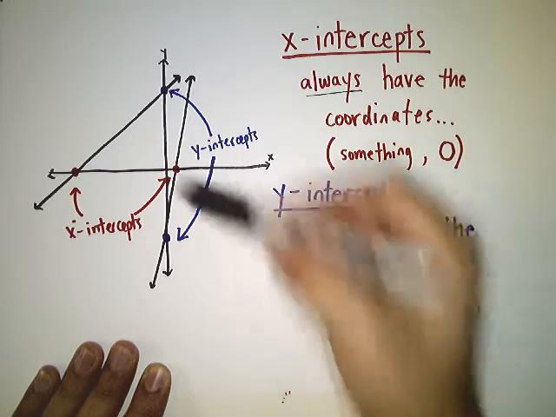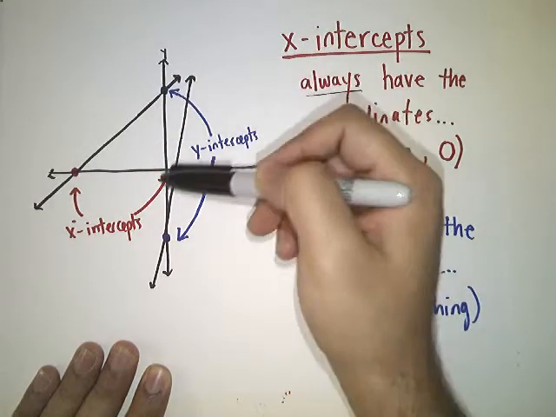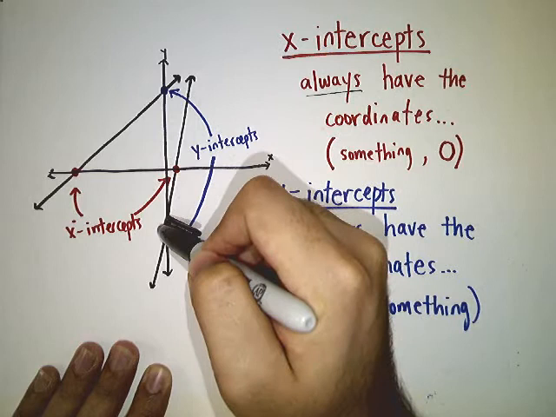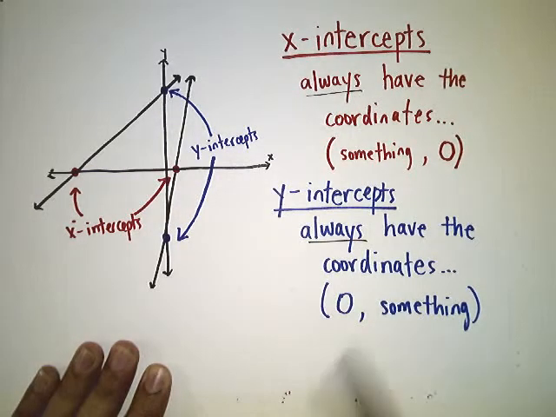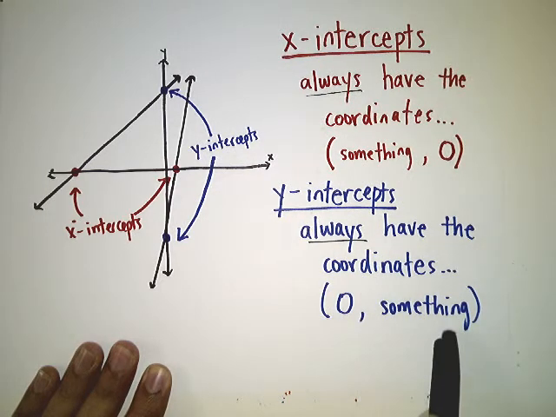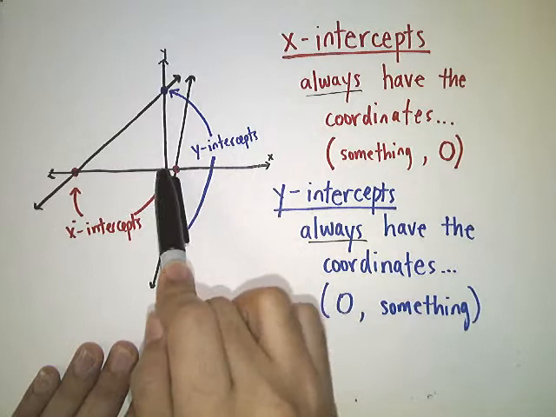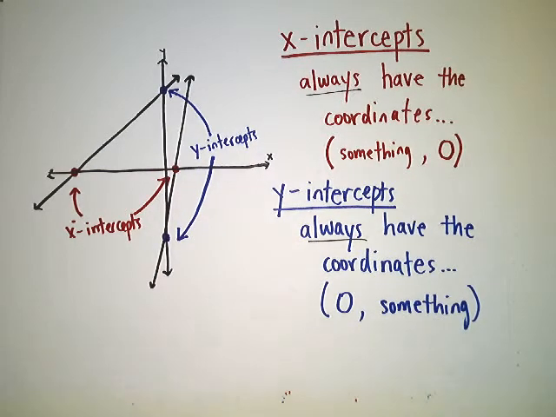Y-intercepts, for these, we're always going to have to go either up or down from the origin, and we'll never have to go left or right to get to the y-intercept. So y-intercepts always have the coordinates (0, something). It means we don't want to go left or right, and then we do want to go either up or down, straight to the y-intercept. So go ahead, let's take 20 seconds to copy this down. Make sure you have this down pat.